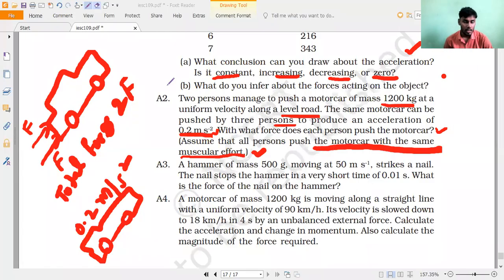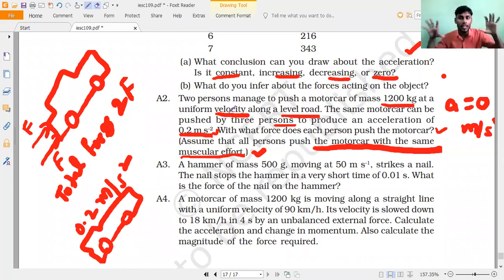Two persons managed to push a motor car of mass 1200 kg at a uniform velocity. Uniform velocity means acceleration equals what? Zero. Do you understand? Acceleration is equal to zero. It means they are trying to push, but there is no increasing acceleration. Correct or not? Yes, sir.